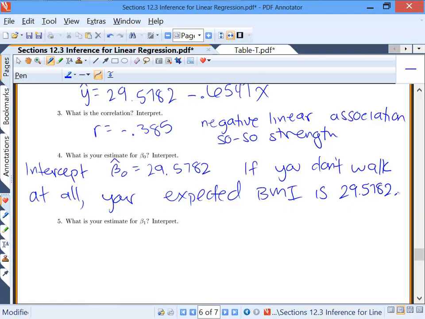Now, what is your estimate for beta 1? And interpret that. That will be our slope. So beta 1 hat is negative 0.6547. So what does this mean for us?